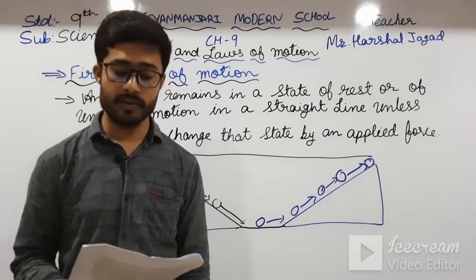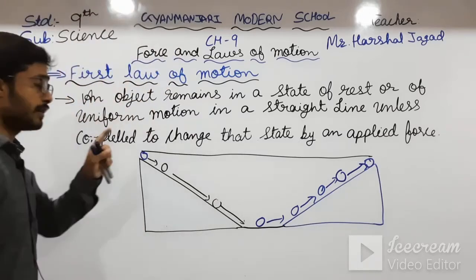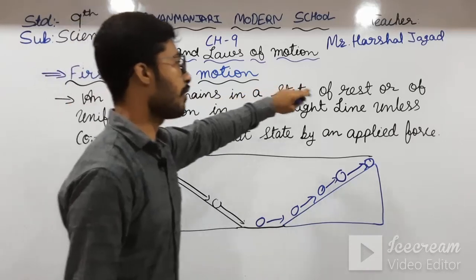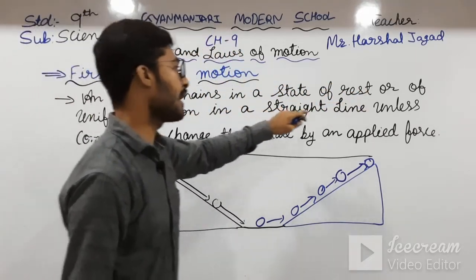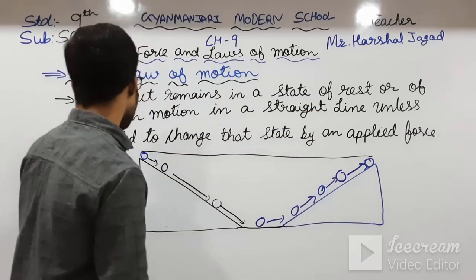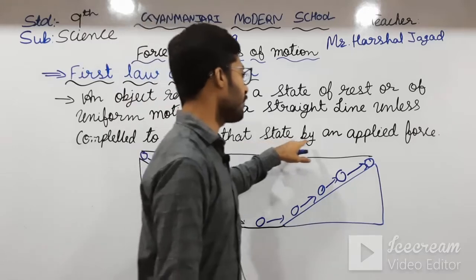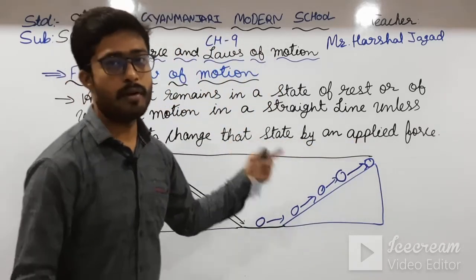The first law of motion is stated as, see here, the first law of motion. An object remains in a state of rest or of uniform motion in a straight line unless compelled to change that state by an applied force. This is the first law of motion.